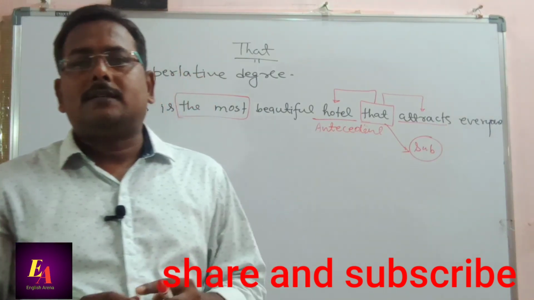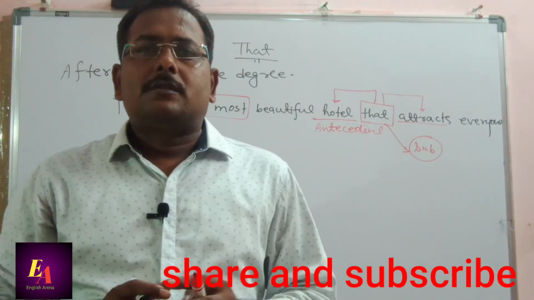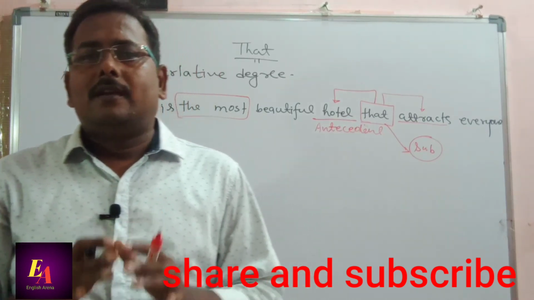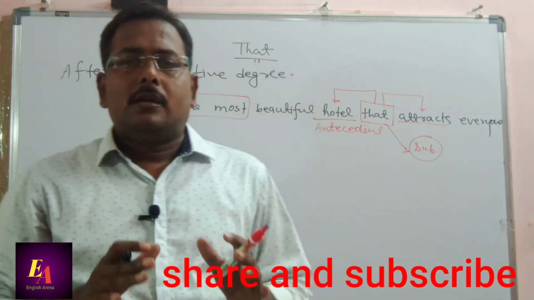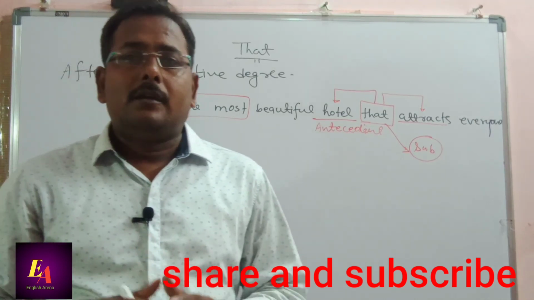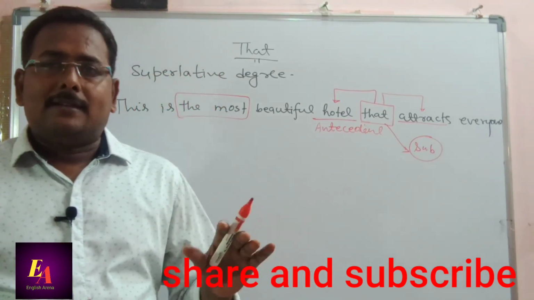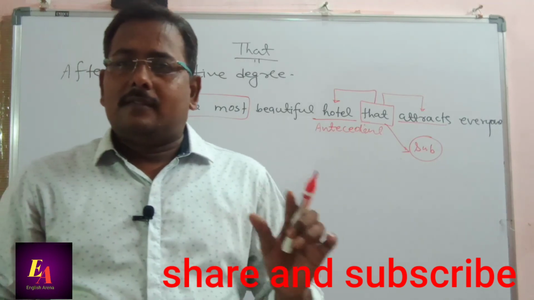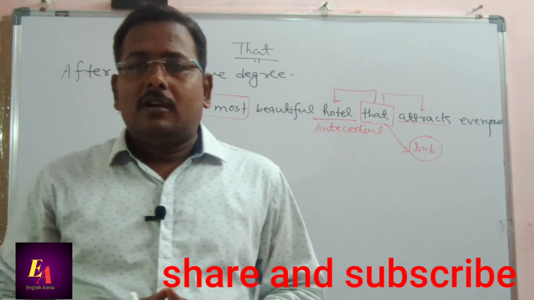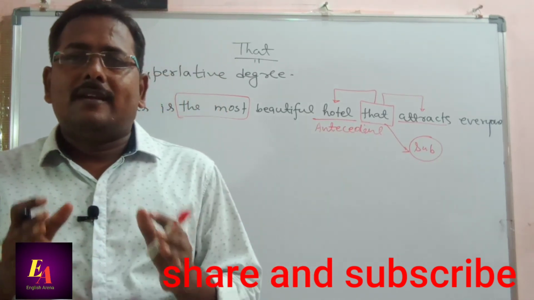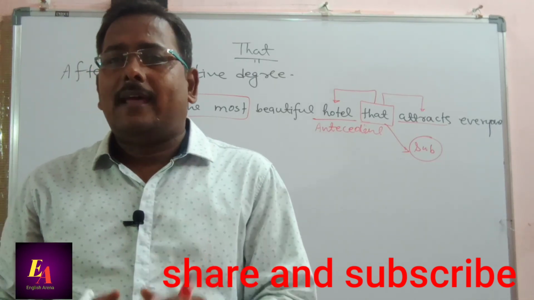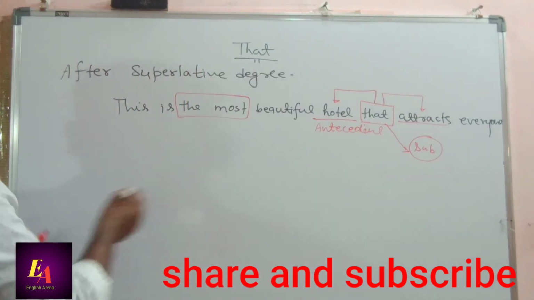Actually, the relative pronoun that comes where two antecedents of the relative pronoun are given, and of these antecedents one is a human being and the second is an animal or any non-living thing, and both antecedents are joined with and. Let's see an example.